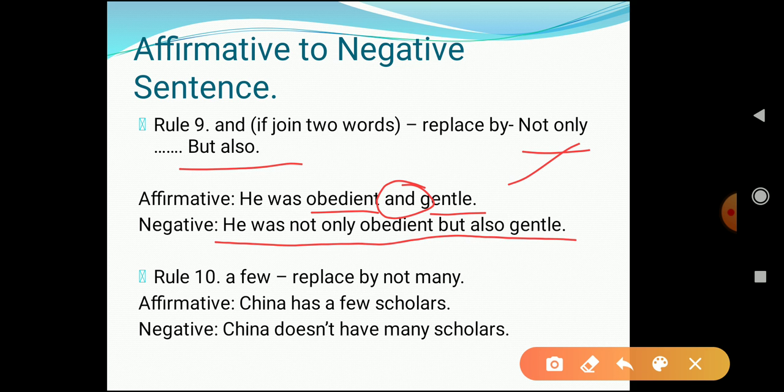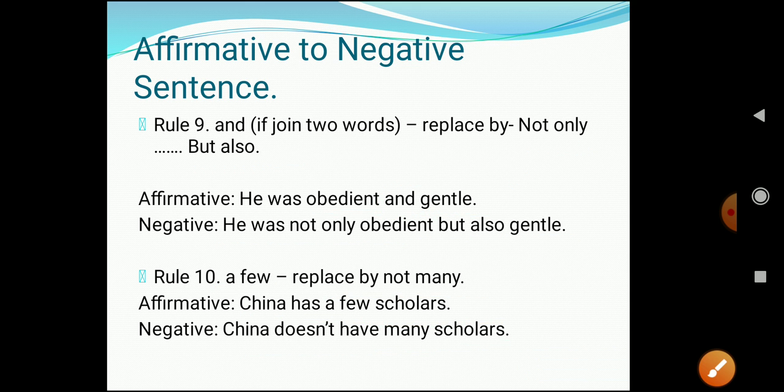Okay, let's see rule 10. When in any sentence "a few" is used, in a positive context, I have told you this in the earlier video, we have to replace it by "not many". So "China has few scholars." It will become what? "China doesn't have many scholars." Still the meaning is the same.